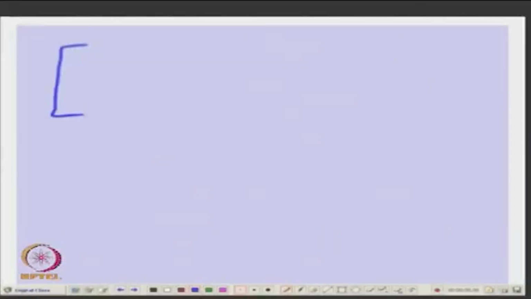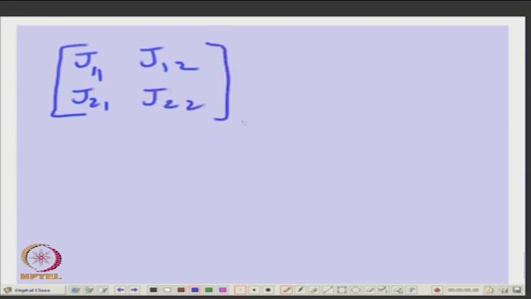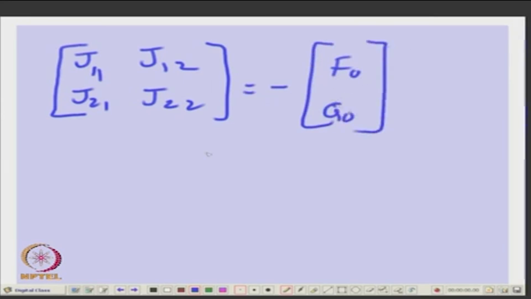So, you finally get this Jacobian matrix: J11, J12, J21, J22. It is for 2 equations, of course, there can be n equations; I am just considering 2 equations. It will be equal to minus of f naught, g naught, whatever was the value at the initial value. After the initial value, you find the new value of x1, then that becomes the initial value for the next iteration, and you go on doing this. So, this into h and k.